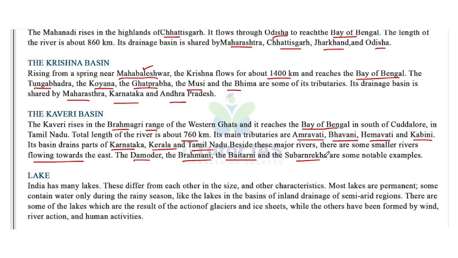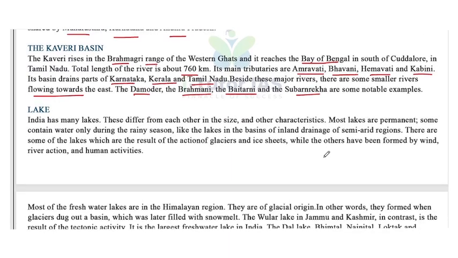Okay, so that's about the perennial and peninsular rivers. Next, lakes.